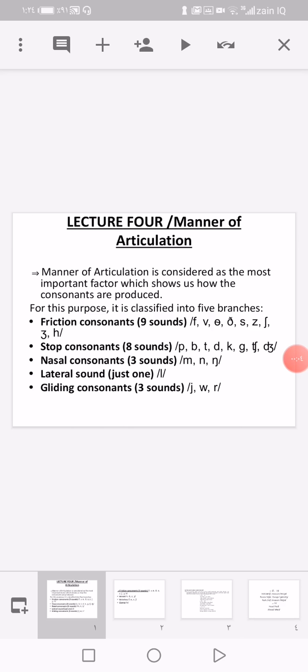I'd like to present this lecture, which is considered a revision or a refreshment of what we have discussed in the previous lectures. Today, we have two lectures, lecture 4 and lecture 5, in one individual lecture, which is entitled Manner of Articulation. In fact, manner of articulation is considered the most important factor which shows us how the consonants are produced.